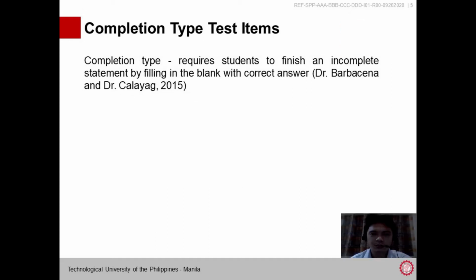Let us begin with completion type test items. Completion type requires students to finish an incomplete statement by filling in the blank with correct answer. Ang completion type ay parang identification type test item. Pero ito ay statement na merong blanko, ilalagay natin yun ng correct answer. So wala tayong pipilian dito, kaya nga ito ay isang uri ng supply type test item.